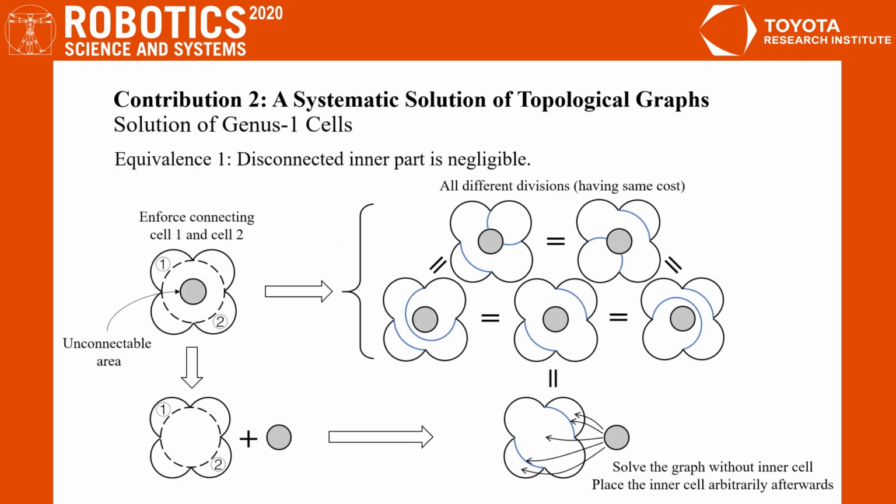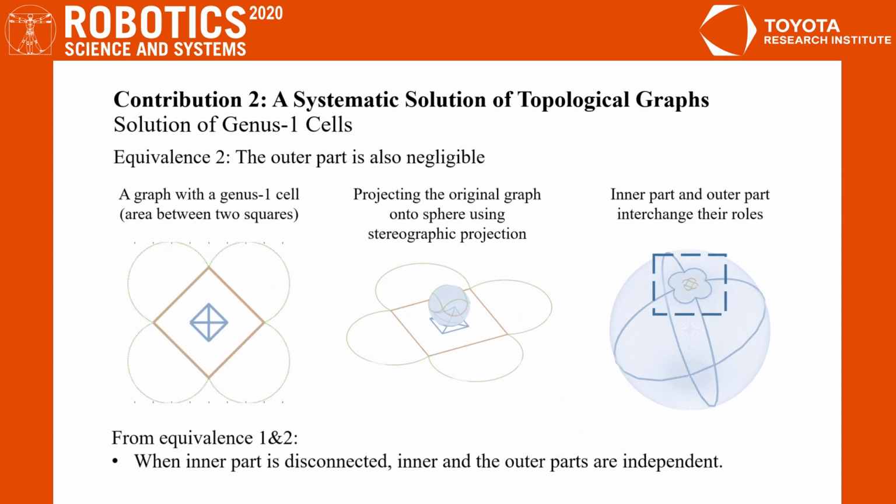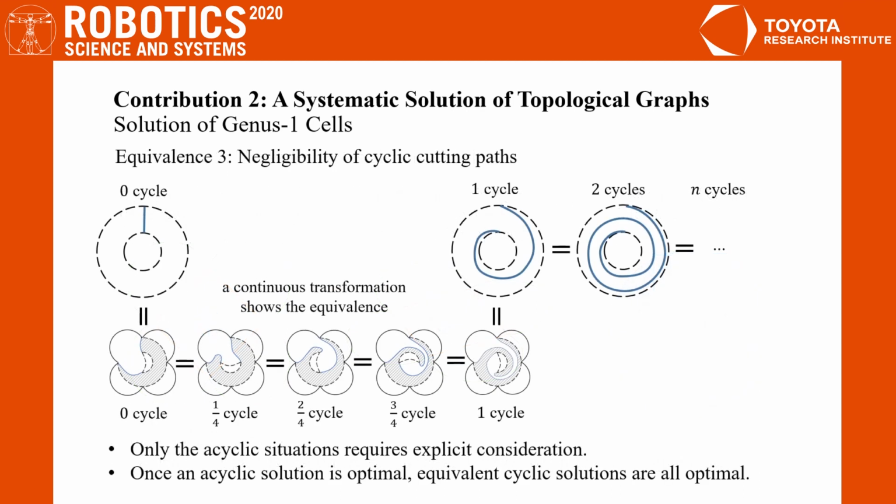Similar to the previous works, we notice 5 kinds of equivalent cellular decompositions that can be safely disregarded in solving genus 1 cell. The first one is that if the cutting path doesn't connect both the inner boundary and the outer boundary, then we can temporarily remove the inner part and put it back after solving the outer part. The second equivalence is that the inner part and the outer part is equivalent, so we can solve them separately. The third one is that it is unnecessary to consider the cyclic cutting path, because they perform the same as the acyclic one.